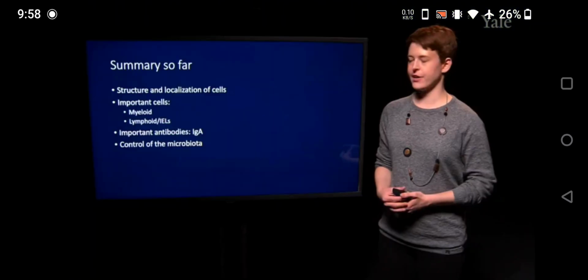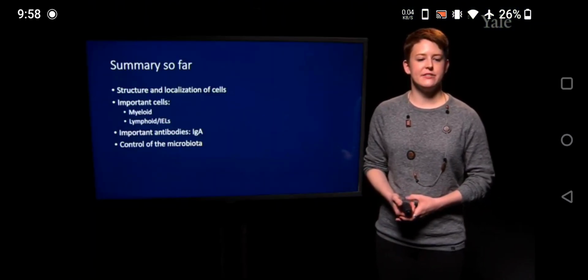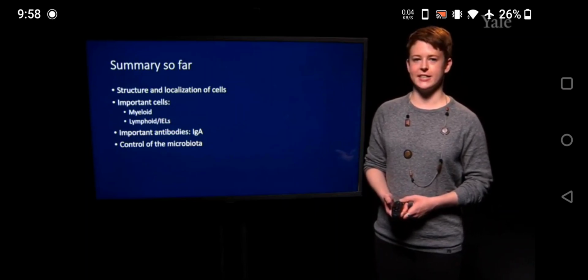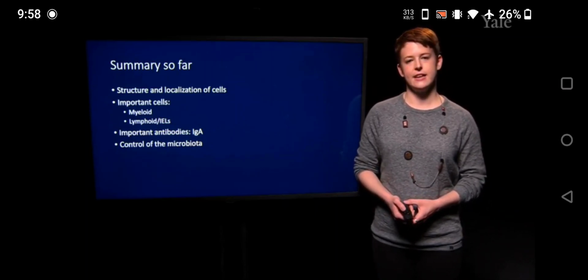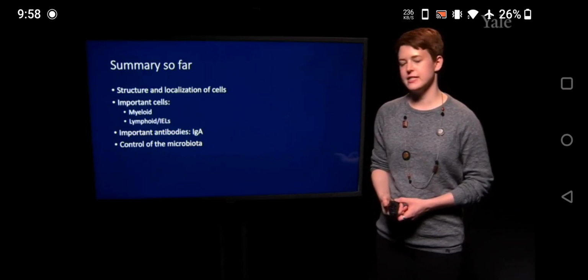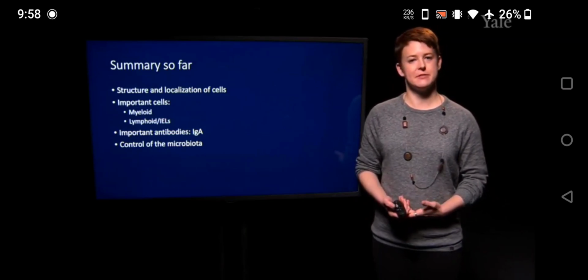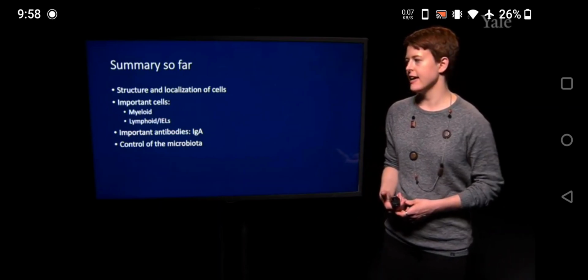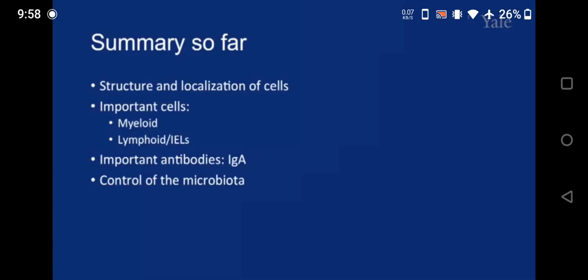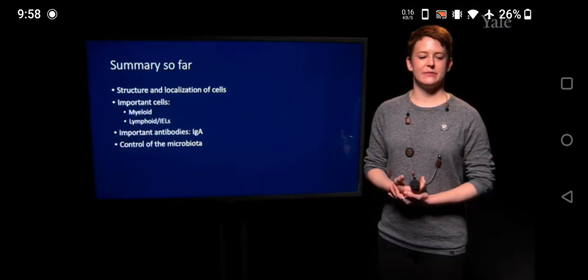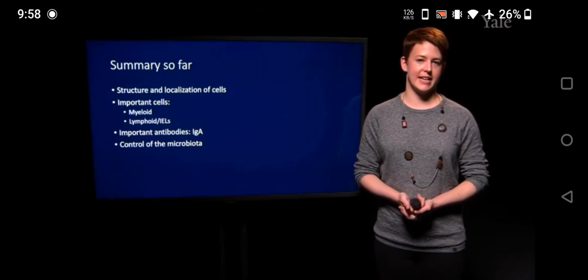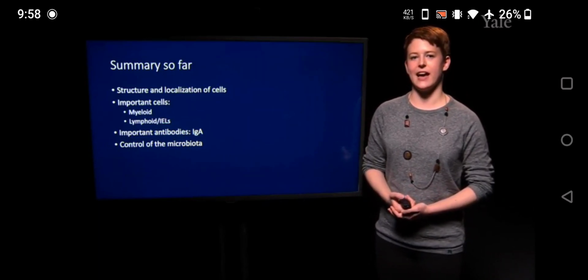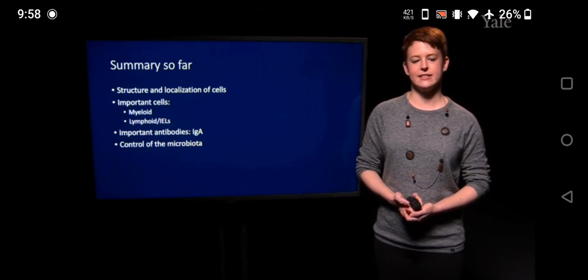So the summary so far, we've talked about the structure and localization of cells, and in particular, it's important to remember the different types of cells. So we have myeloid cells, like macrophages and dendritic cells, and lymphoid cells, like IELs, or B and T cells that are found in the lamina propria and Peyer's patches. We talked about important antibodies such as IgA as well, and how it can help protect the epithelial layer.